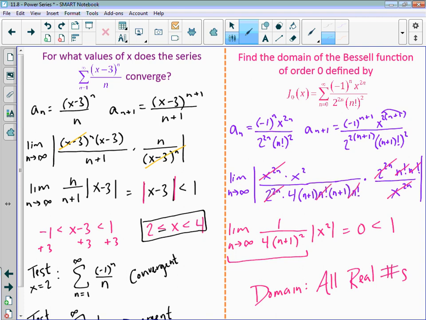Here, this one would be crazy if you had to check endpoints, so it's nice that this one came out to all real numbers. And it might not even be that crazy, but it seems like it would. Any questions on that? It's not really as bad as it looks, but it looks so impressive when you do these problems, so it's a fun one to do, I think.